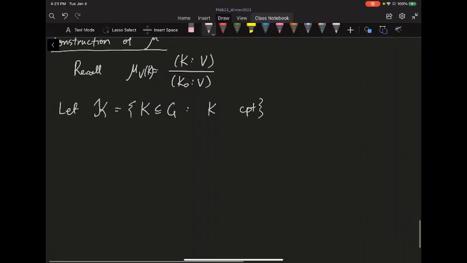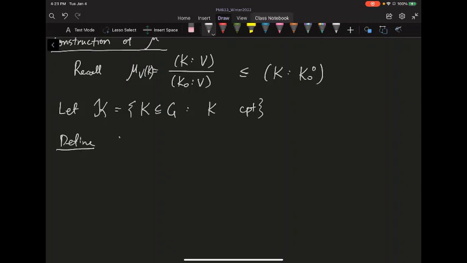But let's do the following. Last time we saw that this mu_V of K is going to be less than or equal to this index (K : interior of K0). Okay, so it's bounded above. Each of these mu_V, one way to think about it is a function from curly K to the reals. Another way is that you can think about it as an element inside a product space, where each copy corresponds to some element in the compact sets. Let me explain what I mean.